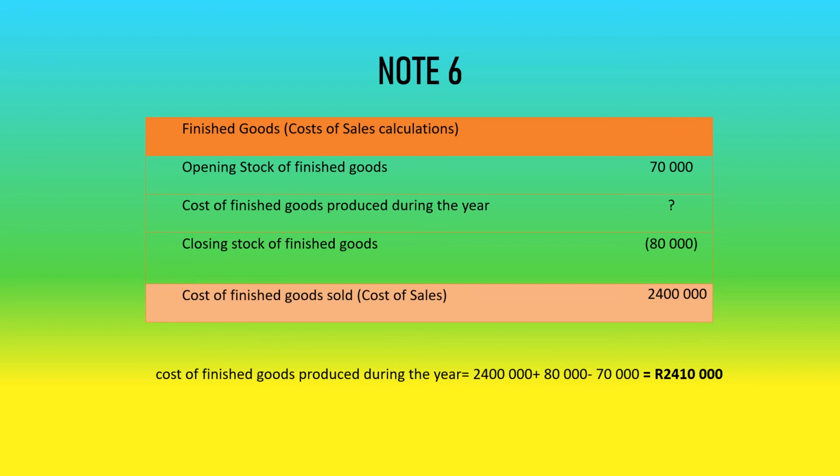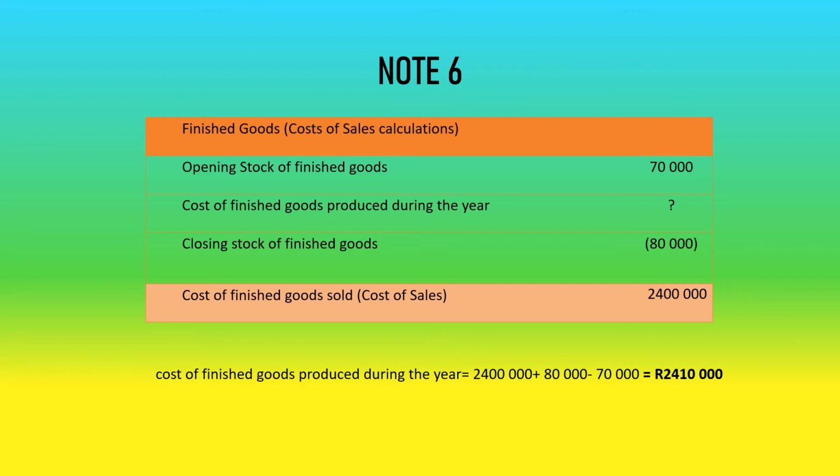Then closing stock of finished goods, we had that value also, minus 80,000, which gives us our cost of finished goods sold, meaning our cost of sales, 2,400,000. This has also been calculated, right? We calculated it by using the formula value times what you want over what you have. So when we have all of these three figures, we can calculate our finished goods produced during the year by taking 2,400,000 plus 80,000 minus 70,000.